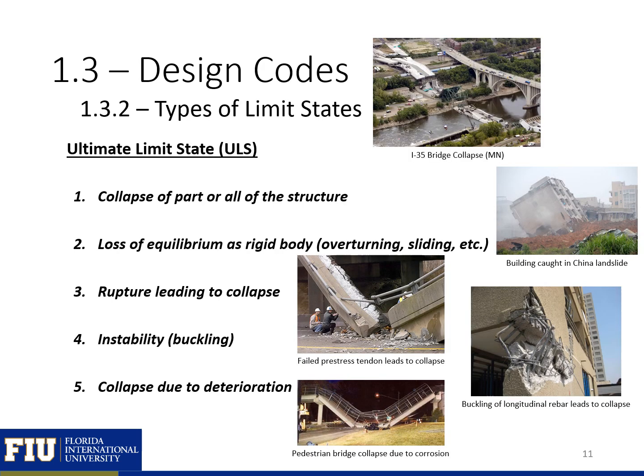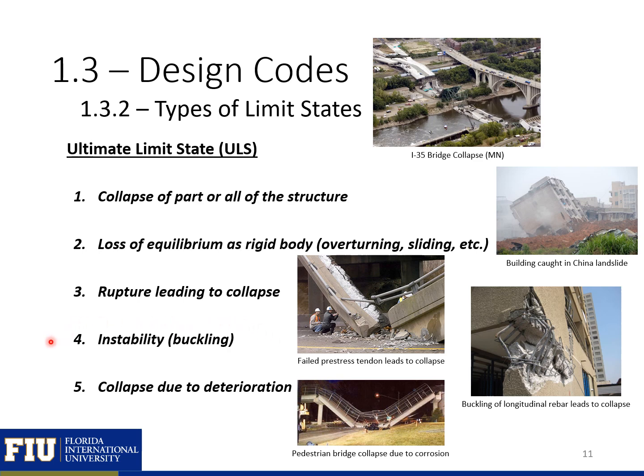One type of limit state is the ultimate limit state. Some examples of ultimate limit states are the collapse of part or all of the structure, a loss of equilibrium as a rigid body or overturning, such as the building shown on the right that was caught in a landslide. We have rupture of our tendon or reinforcement that can lead to collapse. There are several examples of failed pre-stressing tendons leading to collapse of structures.